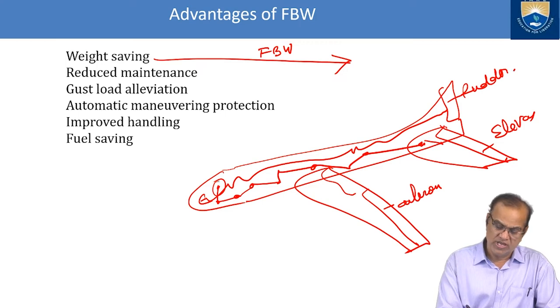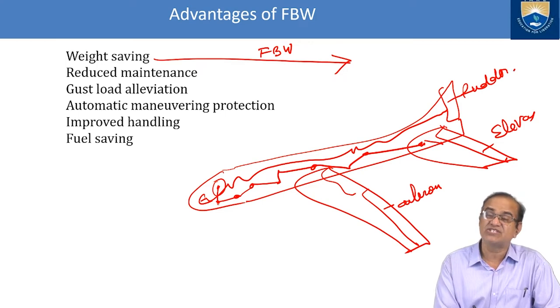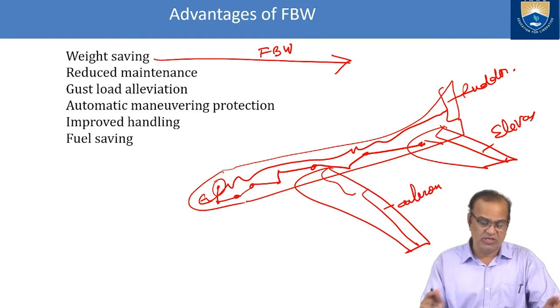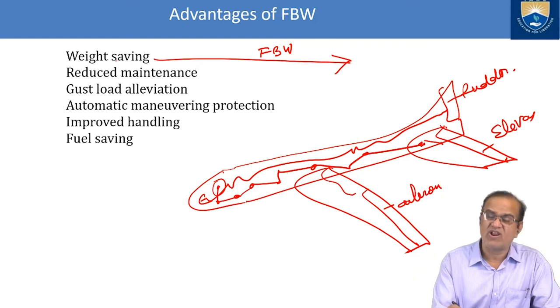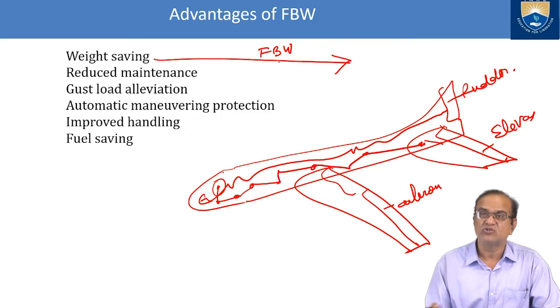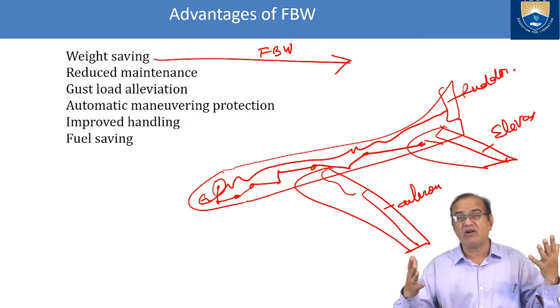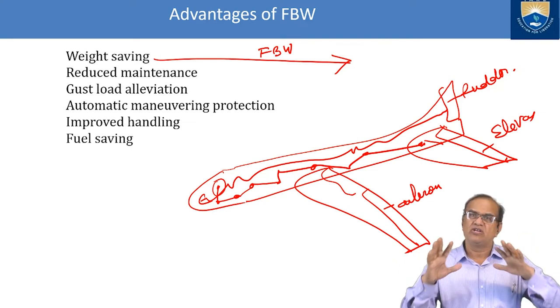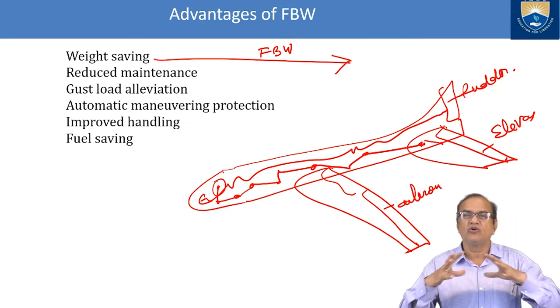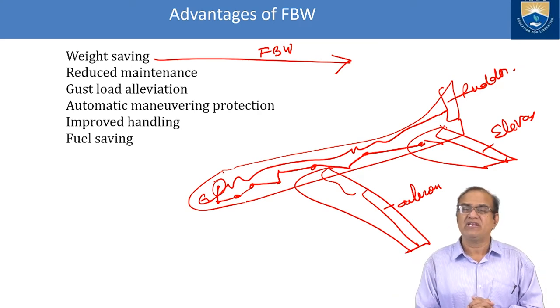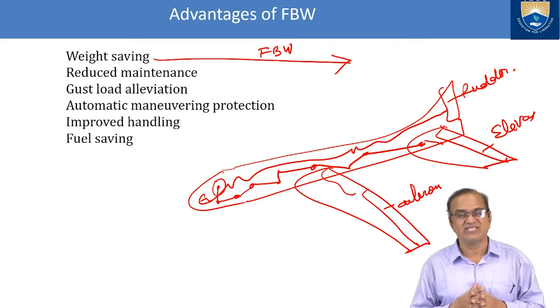So a huge amount of weight is saved. Tons of weight can be saved by using a small fly-by-wire system. So that is the weight saving. And once you save the weight, your aircraft performance improves, your engine power, your weight of the engine will also reduce. Your size of the engine will also reduce. And so many things can happen if you use the fly-by-wire system.